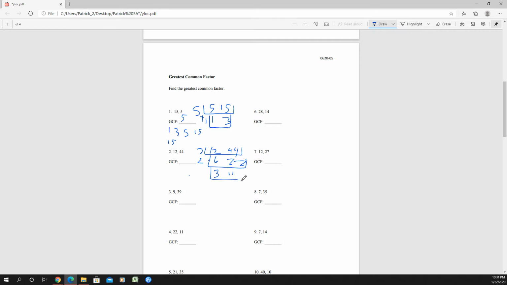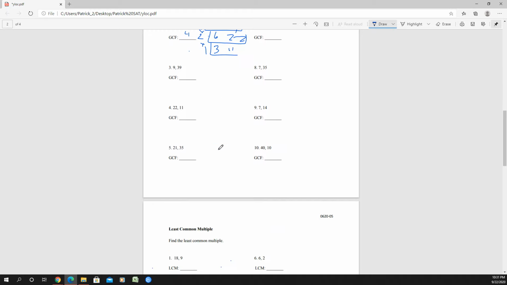Now, can 3 be divided by 2? No. Can 3 be divided by 3? Yes. Can 11 be divided by 3? No. And 4 is greater than 3, so we're never going to get an answer anymore, which means it's just a 1. And so you multiply everything on the left side, and you get a 4. Okay, so this is how you find GCF. It's pretty simple, so I'm going to be moving on.